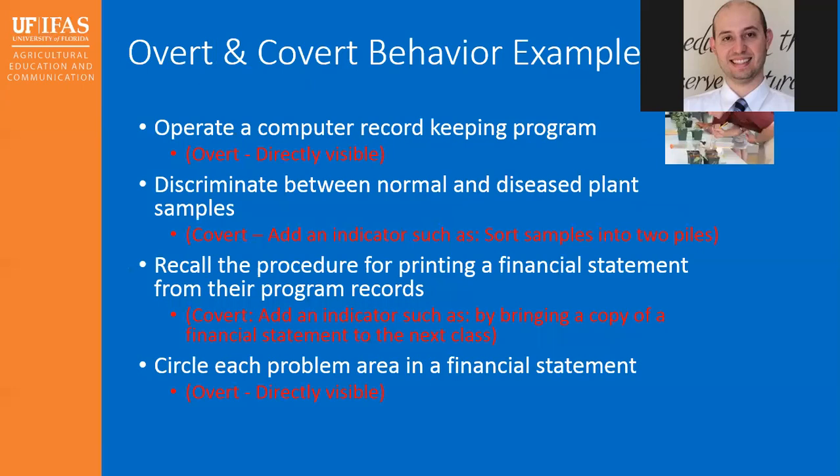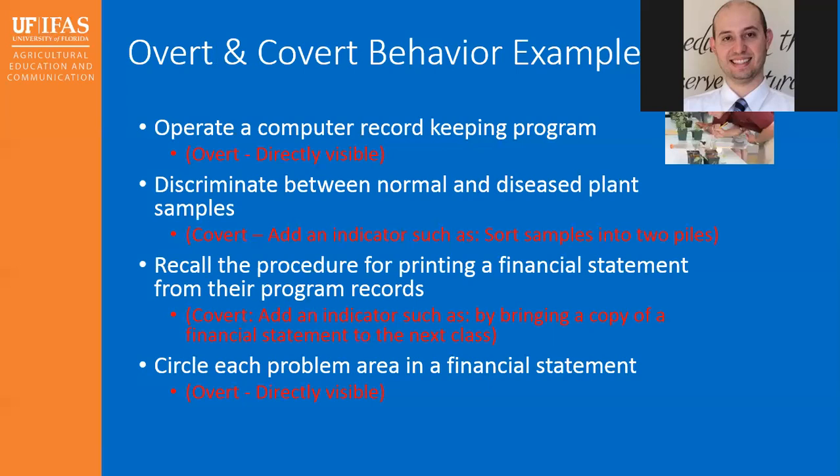So here's just some more examples of overt versus covert behavior. So operate a computer record keeping program. So that's overt. You can directly observe that. Discriminate between normal and diseased plant samples. So that's something that's going to happen in someone's own mind. So it would be covert, and you have to add an indicator such as sort samples into 2 piles.